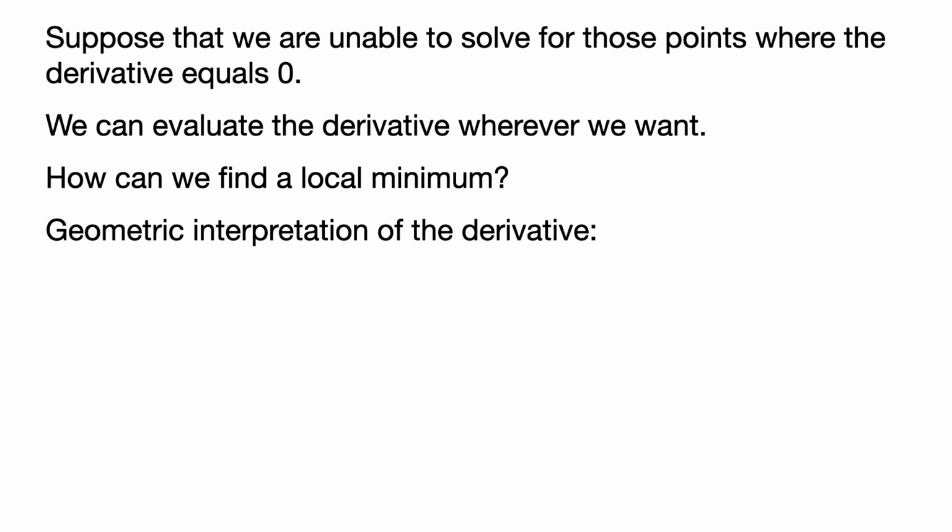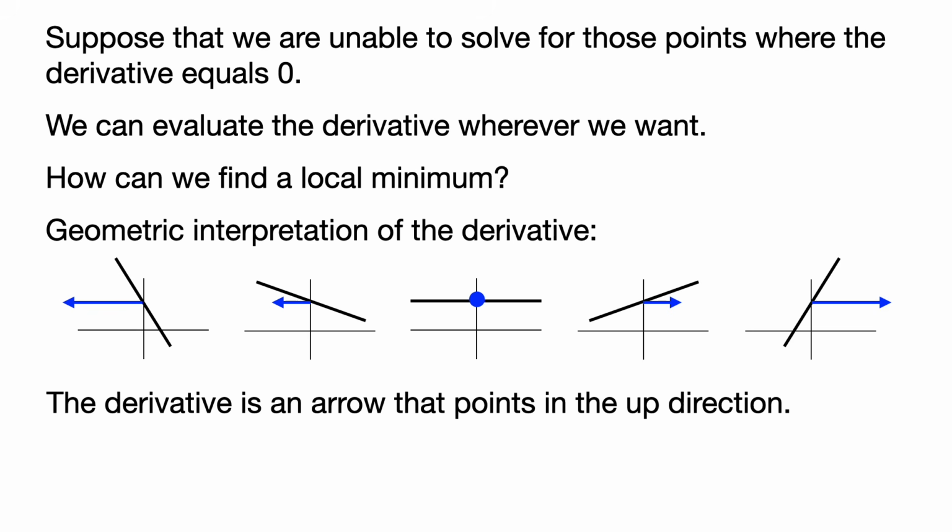To figure this out, we're going to look at a geometric interpretation of the derivative, shown here. The derivative is an arrow that points in the up direction. So we see in the middle, the slope is 0, and so the arrow has no size. Its size is 0. As we move to the right, the slope increases, and so the arrow becomes larger. Similarly, if we move to the left, the arrow points left because left is the up direction, and it increases as we move further to the left.